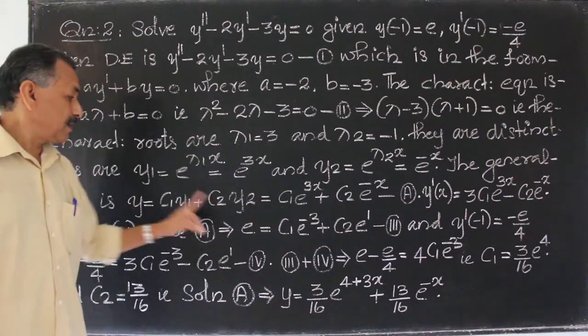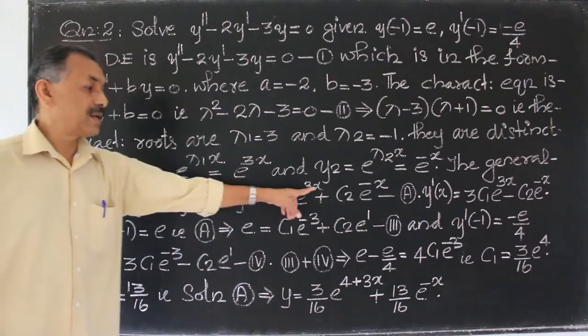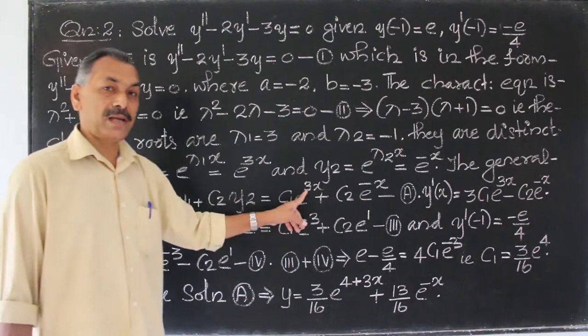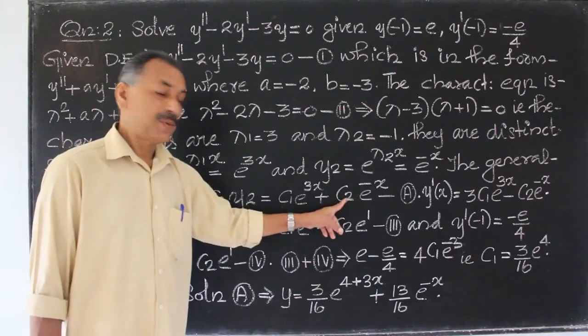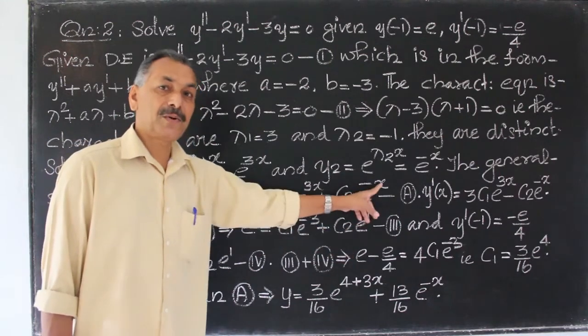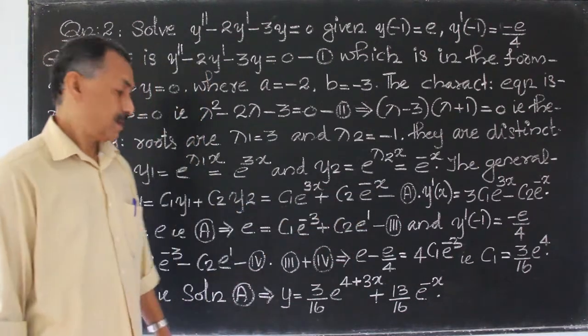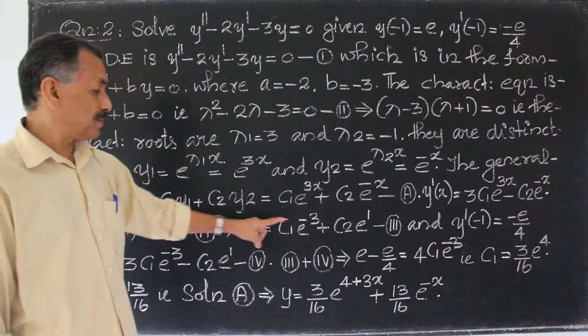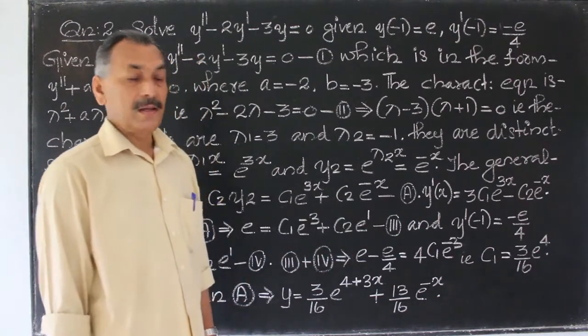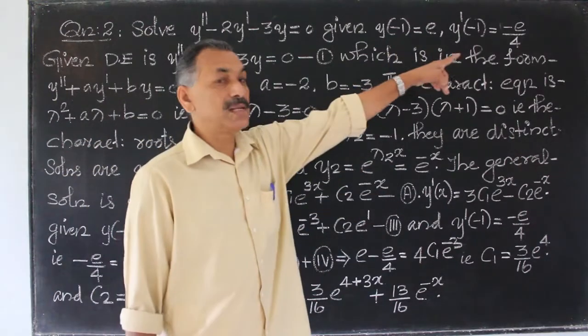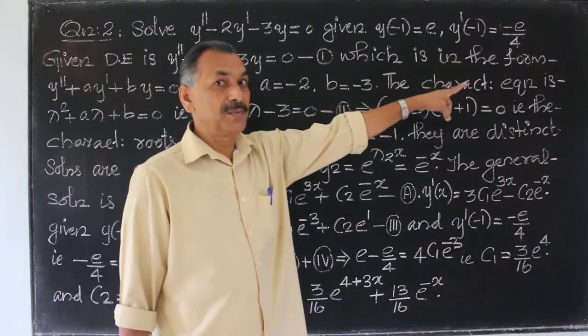Now y at x minus 1 is c1 e raised to minus 3 into minus 1, that is c1 e raised to minus 3, plus c2 e raised to x minus 1 plus 1. That is our equation 3: e is equal to c1 e raised to minus 3 plus c2 e. In other words, y dash of minus 1 is equal to minus e by 4.